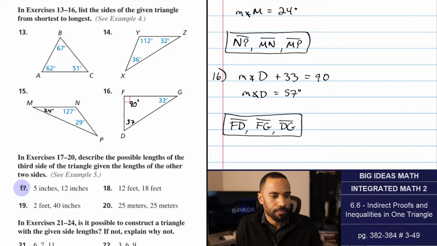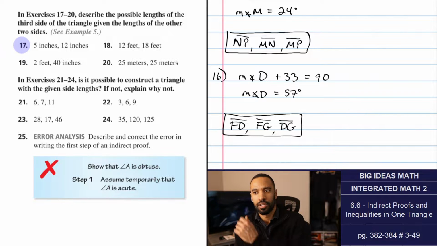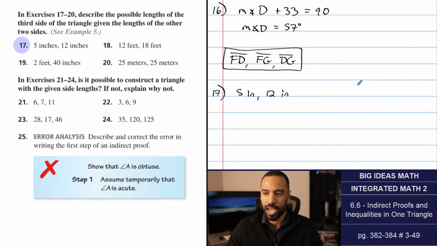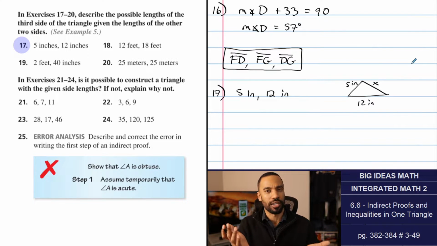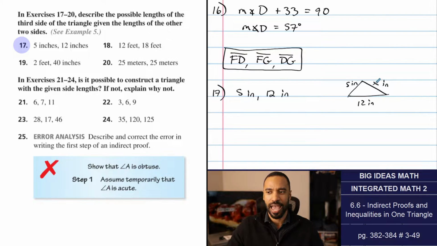Let's go at it. Describe the possible lengths of the third side of the triangle given the lengths of the other two sides. On number 17 here, we have a 5-inch side and a 12-inch side. Here's the concept: X is just the third side. What if 12 was the longest side? X can be, I don't know, we'll see.